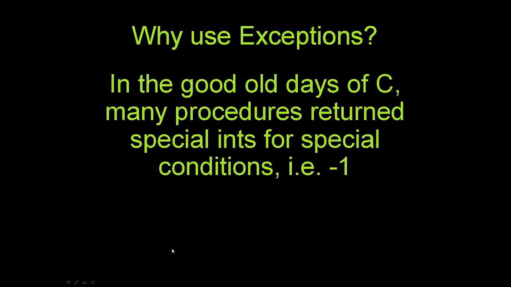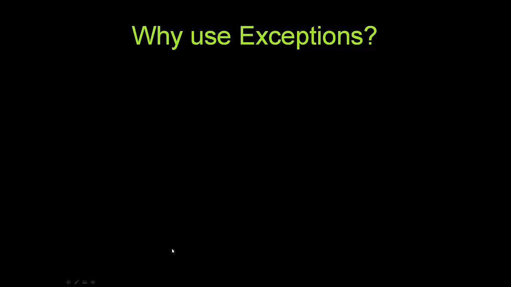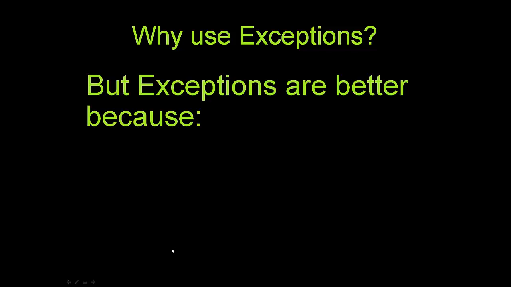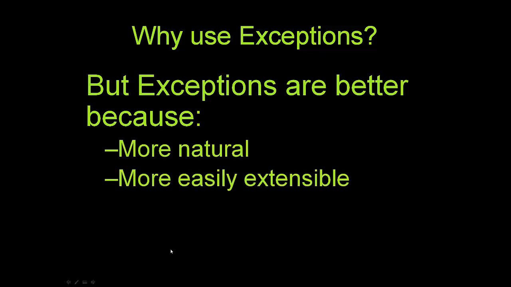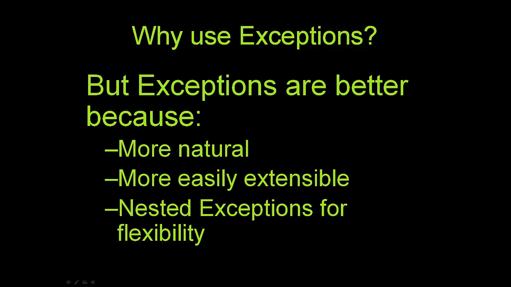So the question is, why do you use exceptions? Basically, in the good old days of C, many procedures just returned special integers for special conditions like -1. But those are very hard to use because you don't know what's going on half the time. Exceptions are more natural, easy to extend, and you can also have nested exceptions, because you can have one exception get caught and then throw a different exception. If you just return some -1 or something, it's not so flexible. This comes to the end of today's lesson.